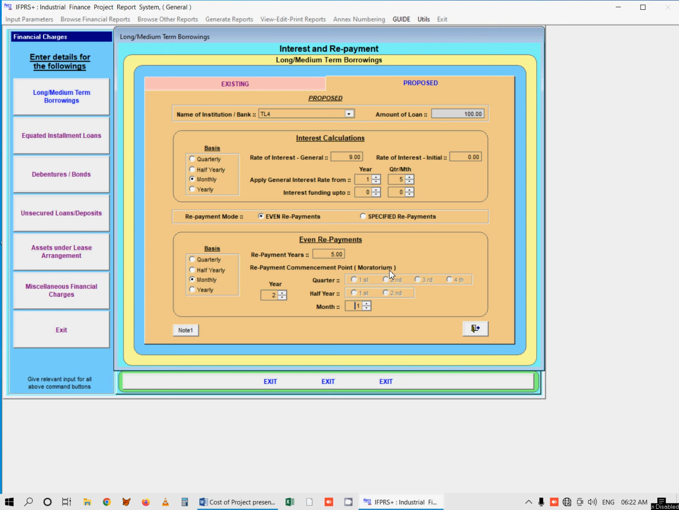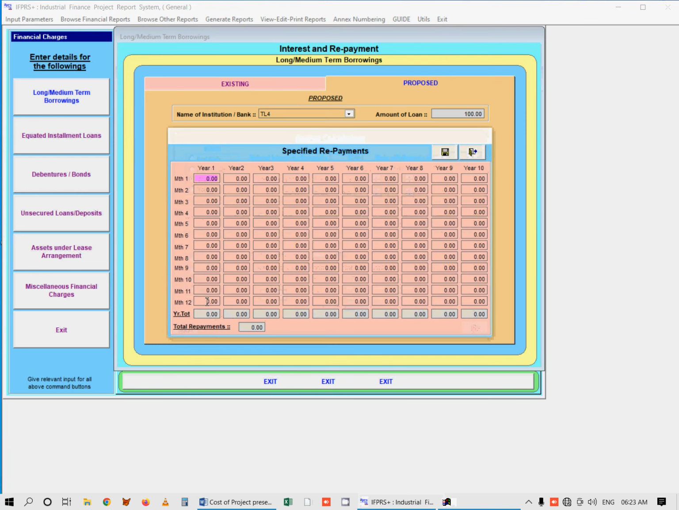And the entire input relates only to very basic raw data. Say, for any reason, for this TL4, even repayment does not suit your requirement, then choose specified repayments where you could give any even, uneven, erratic or bullet repayment the way you want it. Say bullet repayment of 50 lakhs at the end of the first year, 30 lakhs at the end of the second year, and so on, completing it. You have the facility of giving any repayment structure month-wise over a period of 10 years.